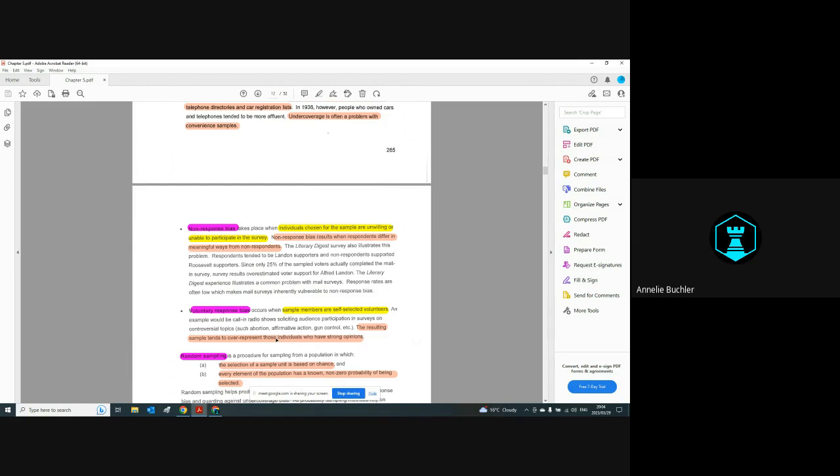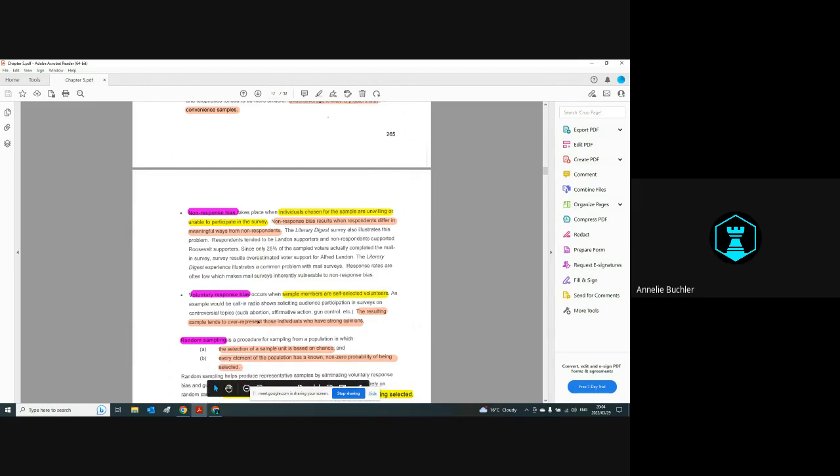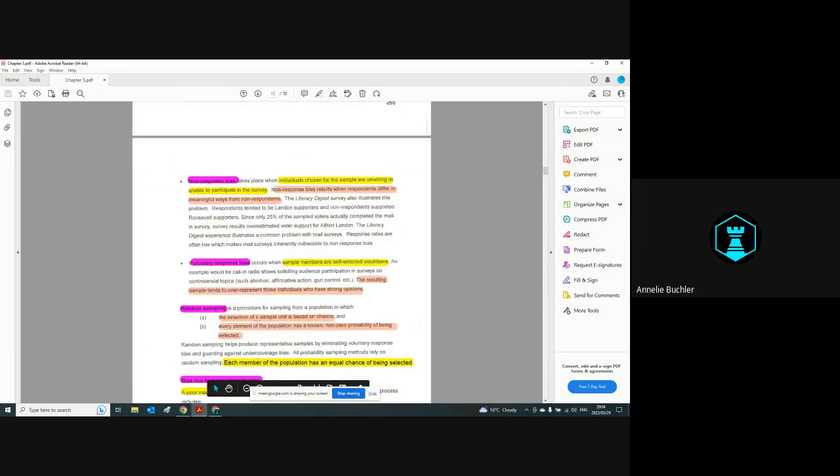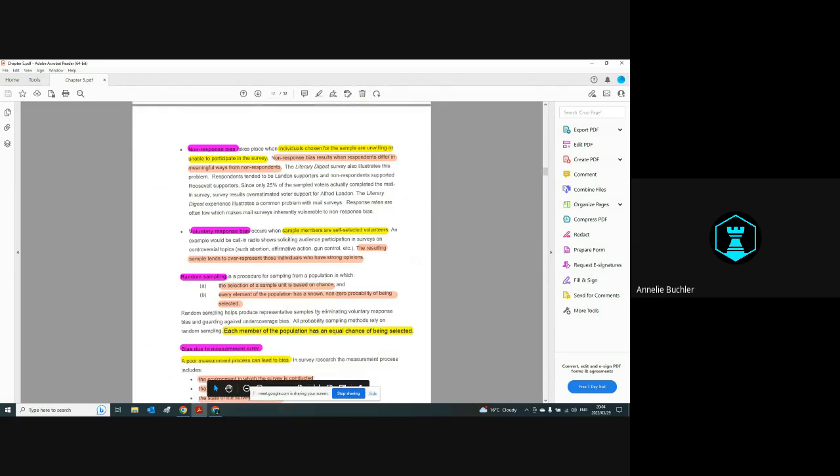That's voluntary response bias. Random sampling is a procedure for sampling. It's a selection of a sample based on chance. I just added a note. Random sampling is when each member of the population has an equal chance of being selected. Okay, this eliminates bias most of the time.